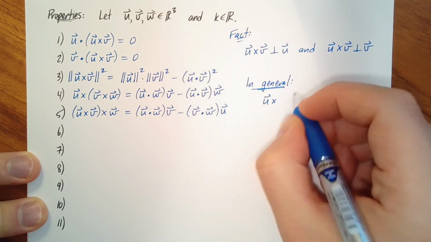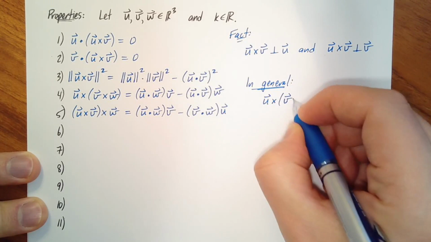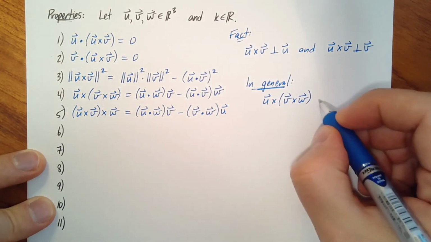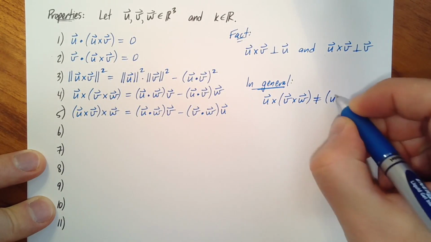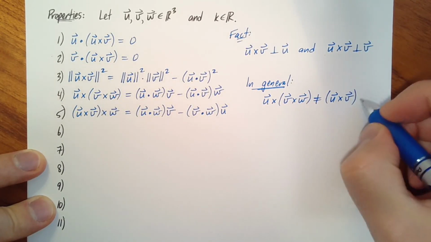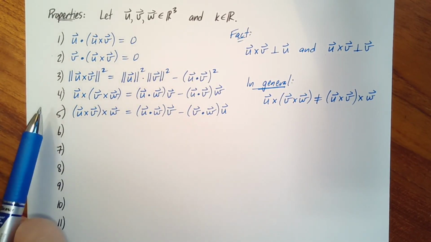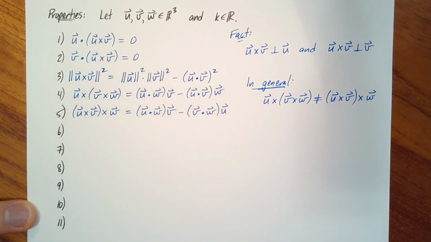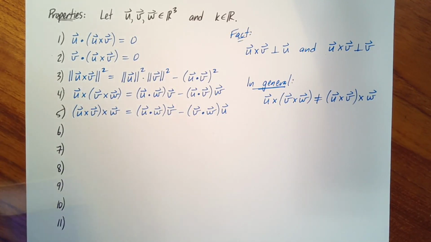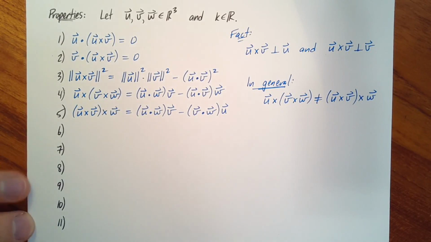In general, the cross product of u with v cross w is not going to be the same as the cross product of u and v crossed with w. And before we finish this page, we'll be able to write down a specific example of that. But really, this observation is the reason I wanted to state properties 4 and 5, but we're not going to use them for much other than that. Another way to phrase it: the cross product is not associative. Matrix multiplication is associative, but for the vector product, or the cross product, it's not associative.